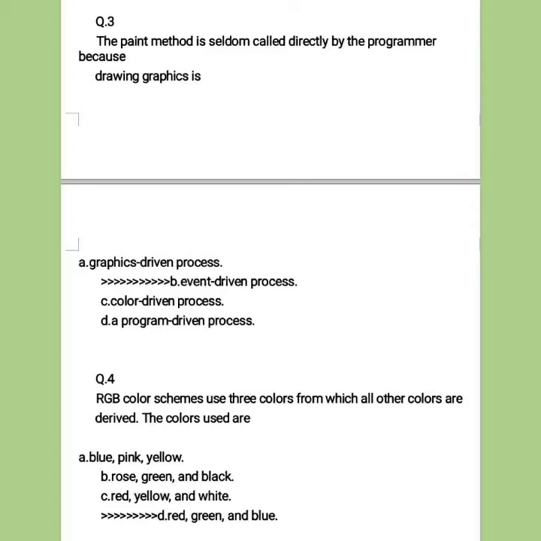The next question is, RGB color schemes use 3 colors from which all other colors are derived. The colors used are: option A, blue, pink, yellow. The second option, rose, green and black. And the third option is red, yellow and green. The final option is red, green and blue. So the last option, red, green, blue, is the correct one.